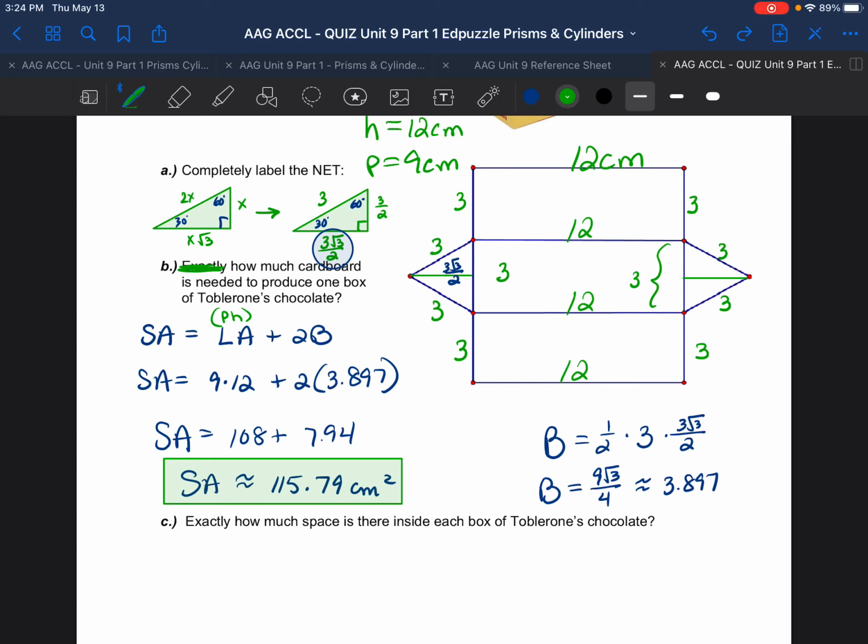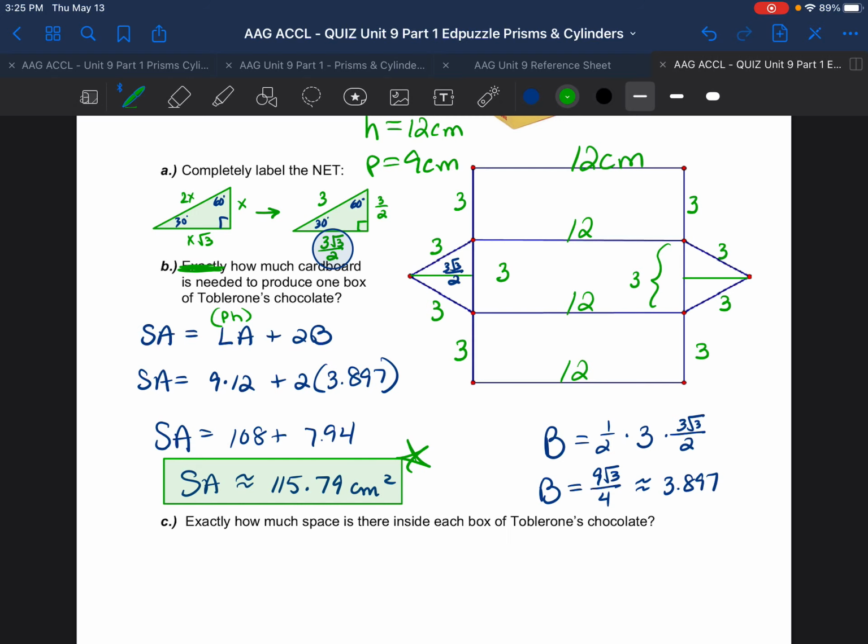So I'm going to use LA plus 2 capital B's. LA is the perimeter of the base times the height. 9 times 12, which is 108, is my lateral area. That's the area besides the 2 triangles. Now, I'm going to take one triangle and double it, and then the total is going to be the amount of box space we need in cardboard.